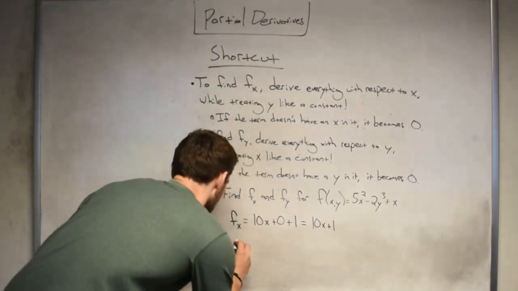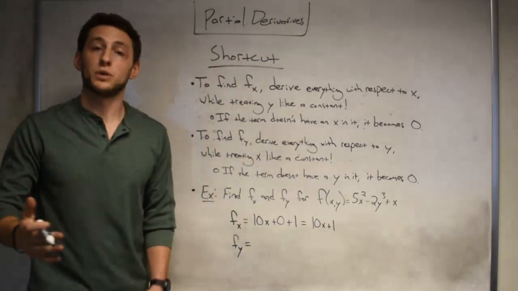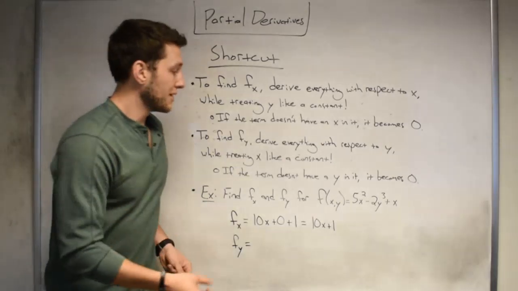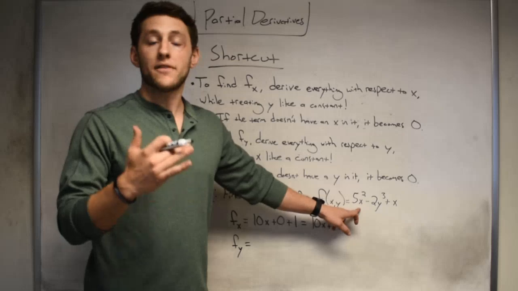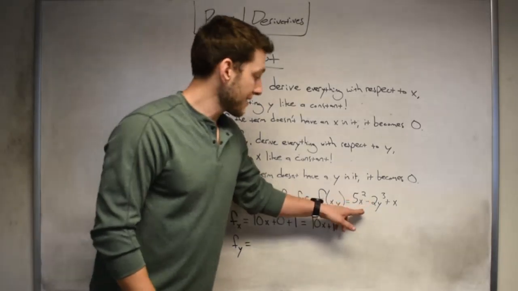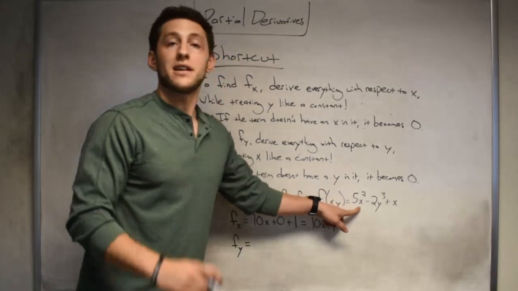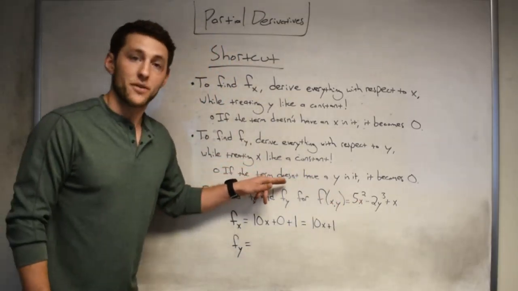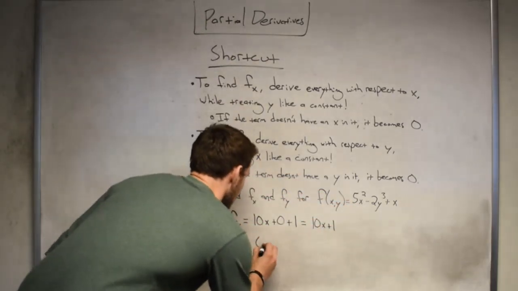F sub y, on the other hand, can be found by deriving only the y variables while treating x like a constant. So, for instance, when deriving this guy, 5x squared does not have a y in it. X is no better than, let's say, the number 7 again, so this guy right here is just a constant. And if the term doesn't have a y in it, it becomes 0. The derivative of a constant is 0.